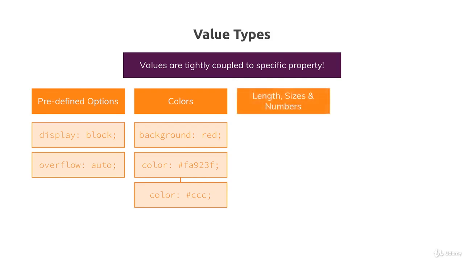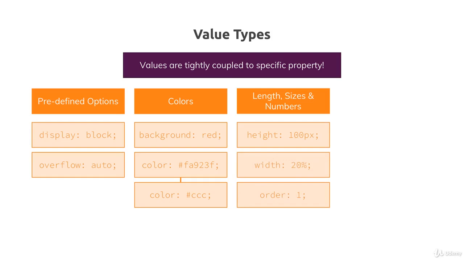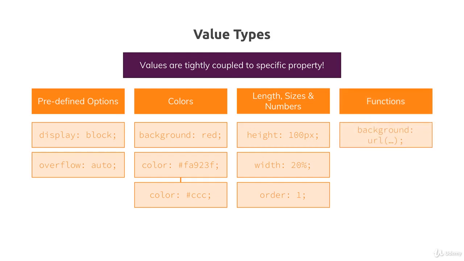Then we got length, sizes, and numbers, something like pixels, or percentages, or just integers. Again, all these properties, we'll see them a couple of times throughout the entire course. And last but not least, we got functions. Something like a URL, where we seem to be using something different than just a color as a background, or transformation functions, where we can scale or rotate elements, something we'll cover in the transformation module. And of course, there are more values. Again, the reference holds them all, and you will see way more in this course. Just wanted to round this up by letting you know where you can find more information and how this generally works.